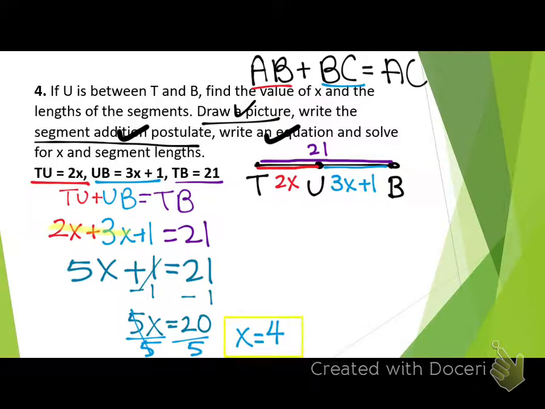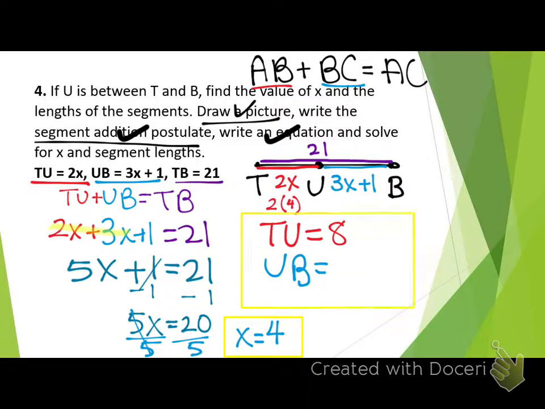So it did ask for x. So we got that going for us. And then we just need to find the lengths, right? TU, and we'll find the length of UB. What was the length of TU at the beginning? 2x. So 2 times 4, which is 8. And then UB was 3 times x plus 1. So 13. How could I check if this was correct? Plug it in. Add them and they should make 21. And they do.